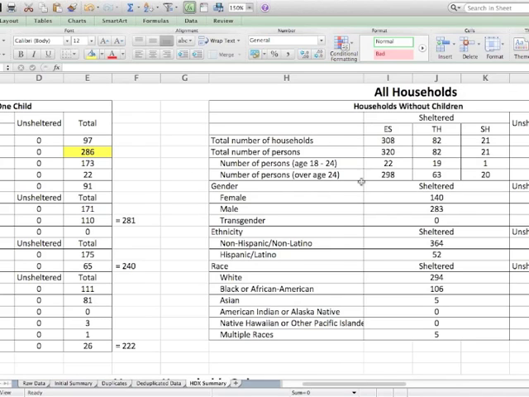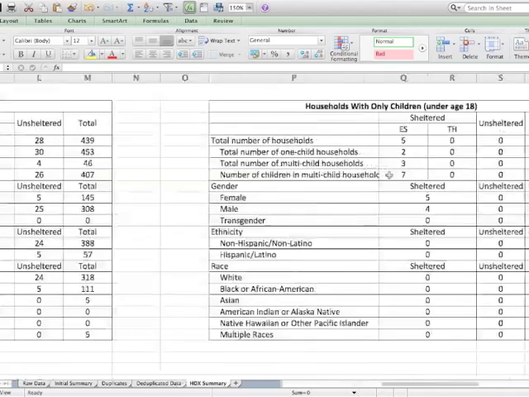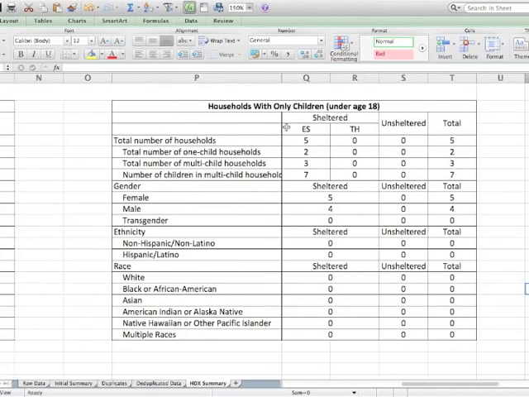On the individual tab, this is all individuals that are identified, individuals over the age of 18 or adult couples over the age of 18 that are on the street or in emergency shelters. And as you see, there's a breakdown between those who are 18 to 24 and those who are over the age of 24.